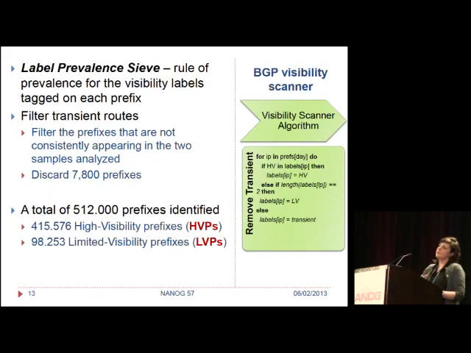And then we tag as limited visibility only the prefixes with 2 limited visibility labels, according to our 2 moments of sampling. So if we go back to our sampling case from the 23rd of October, we see that we discarded 7,800 prefixes that were tagged as transit, so only had 1 label, and that label was limited visibility. So overall, we got about 500,000 prefixes. 20% of them had limited visibility, 80% of them had high visibility.